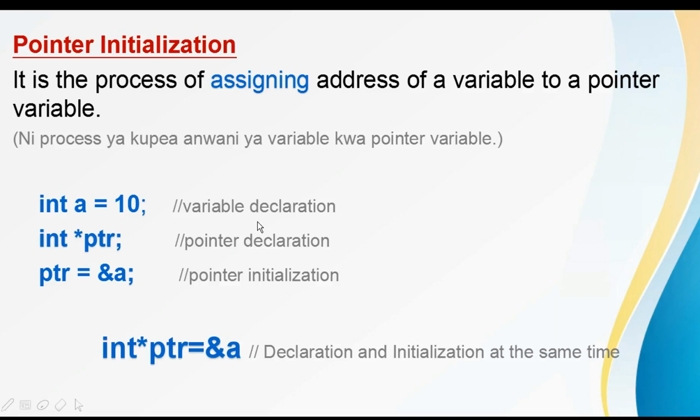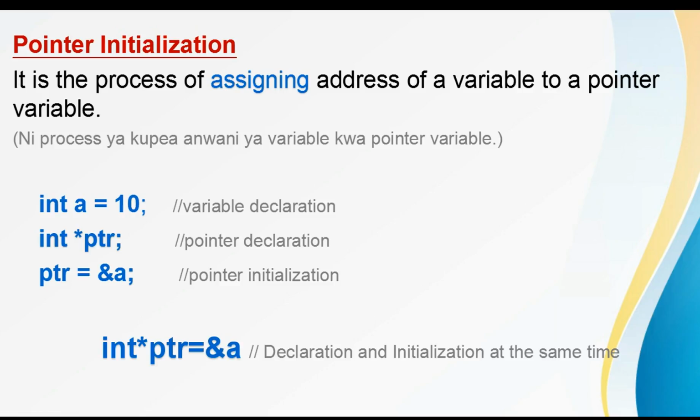So hapa we have declared a variable of int a is equals to 10 semicolon. Here we have declared a pointer whereby we are saying int star pointer semicolon. Then this pointer ptr is equals to ampersand a semicolon. This one is initializing. So we are initializing the name of the pointer to the address of a.